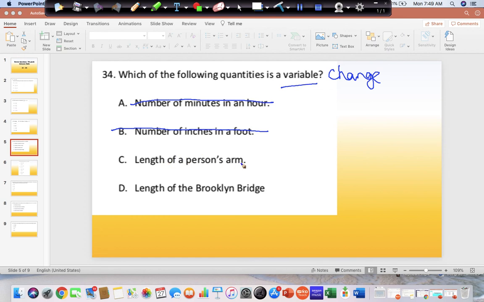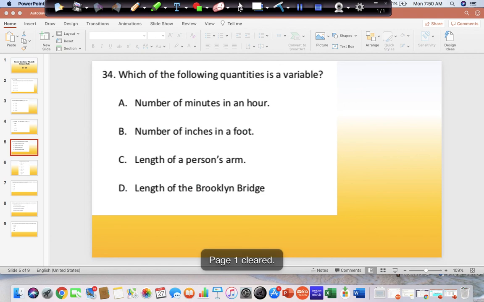The length of a person's arm. Well, babies' arms are different than when you grow up. Your arm gets bigger and longer, so that is going to change. Length of the Brooklyn Bridge is not going to change. That is the same length it's always been. So I guess you could build onto that, but we're not getting into that. The length of the Brooklyn Bridge is not variable. It is not going to be changing. Okay, so our answer choice here is C.